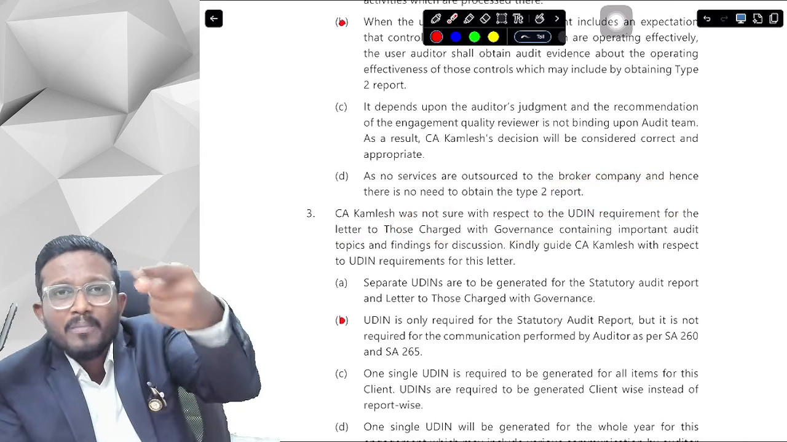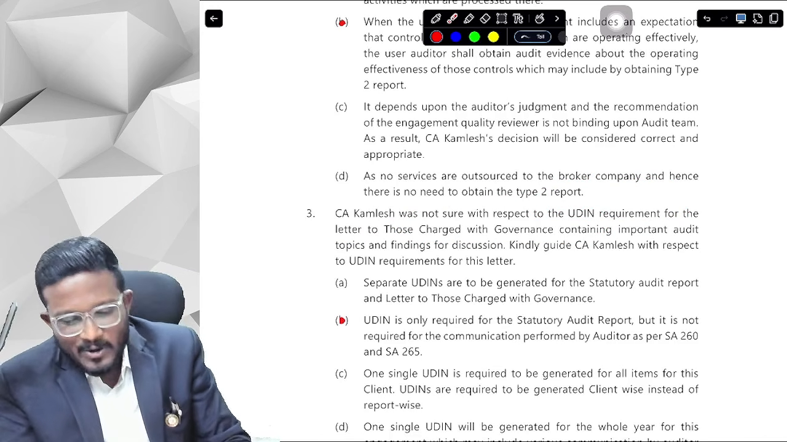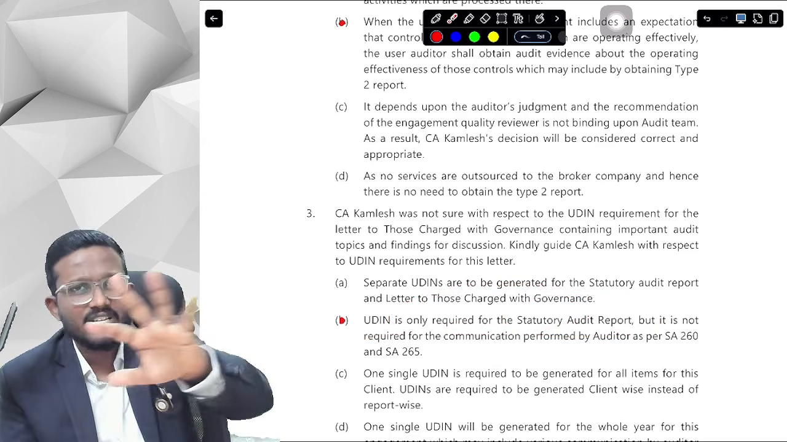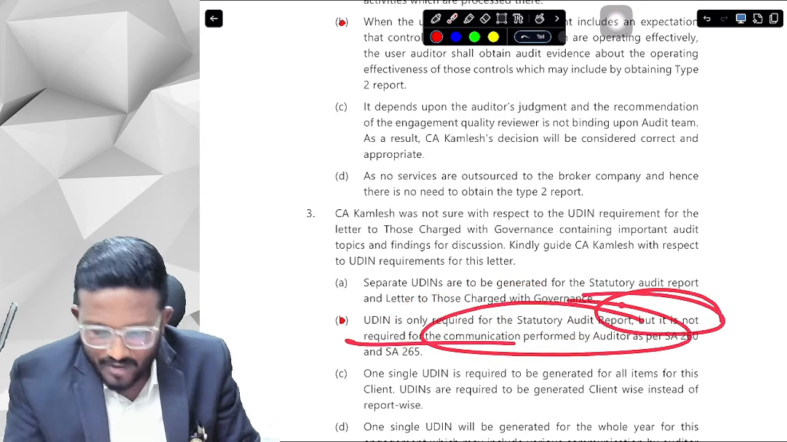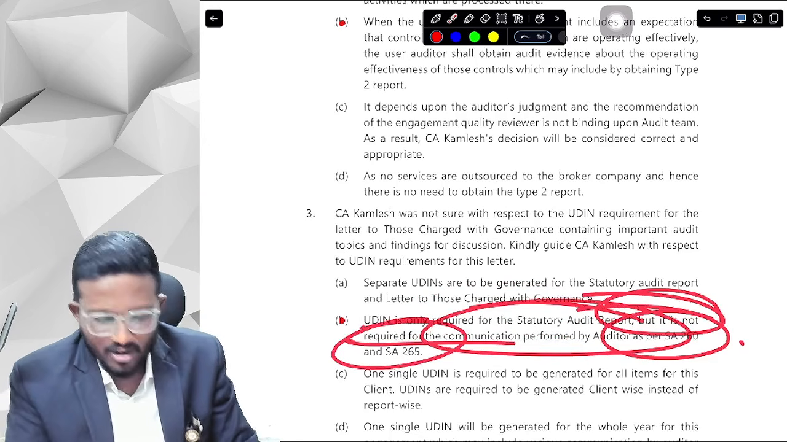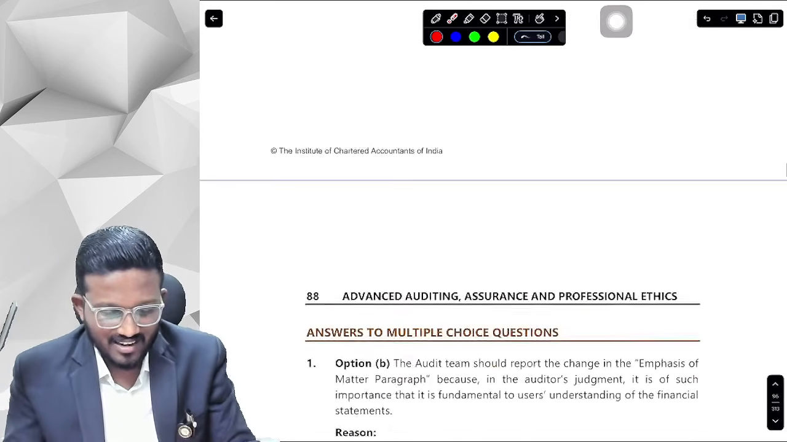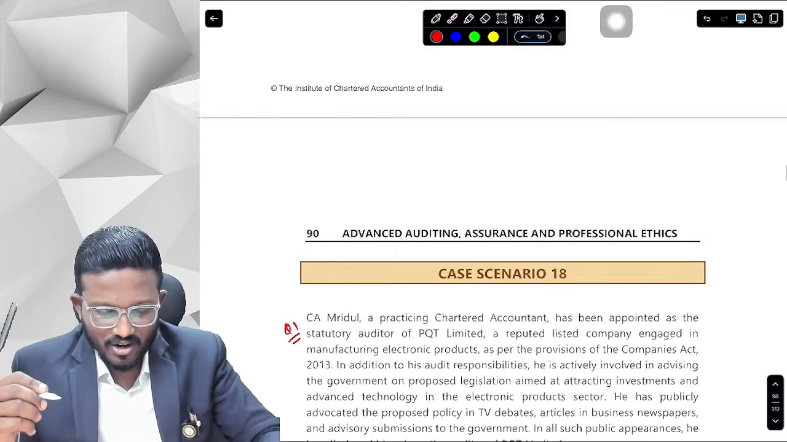Authorization, do we need to mention the UDIN in that particular letter? No, sir. UDIN is only required for statutory audit report and obviously other reports as well, but it is not required for communication that is performed under SA 250 or 265, since it is just done to the TCWG internally. Okay, yes sir. This was your case scenario number 17.